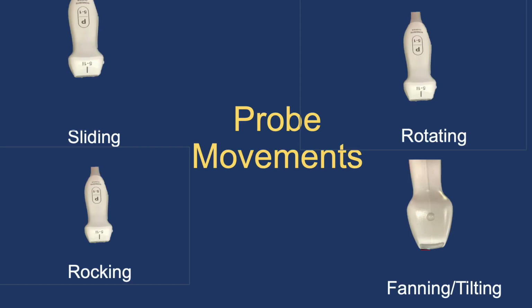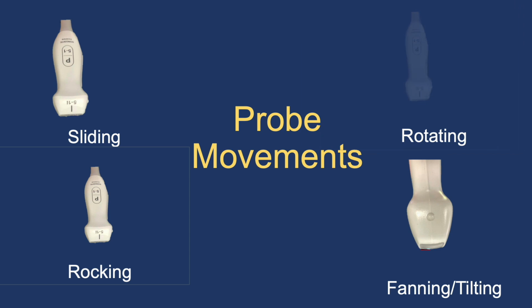For probe movements, there's 4 basic movements. There's sliding, where you go back and forth or front and back. There's rotating, where you go around the axis. Rocking, where you rock it along the long axis. And fanning is when you tilt it along the short axis. So when you're looking at images, you do a big sweep to get into the general area, and then you make these small movements to get exactly where you want. Planes of view are important because you need to examine your image in 2 different planes to make sure you're not looking at an artifact.